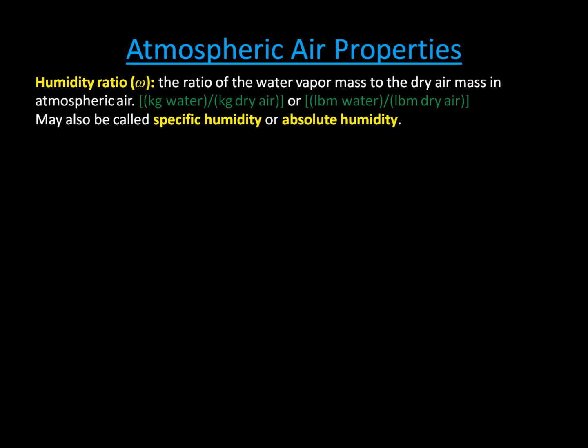And it's important to differentiate what fluid you're talking about, the dry air or the water. So these won't just cancel out. Your units would be kilograms of water over kilograms dry air. If we're talking about English, pounds mass of water per pound mass dry air, etc. You may see in some other usages and some other textbooks humidity ratio defined as called the specific humidity or the absolute humidity. All three of those terms are interchangeable.